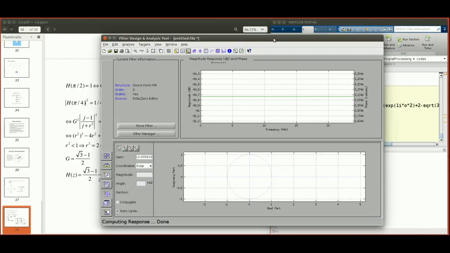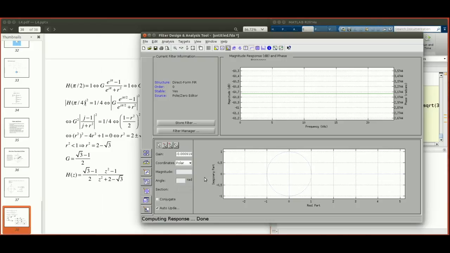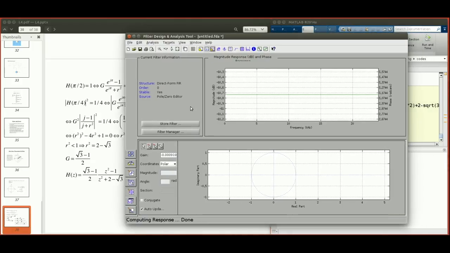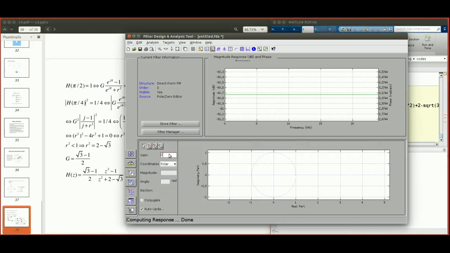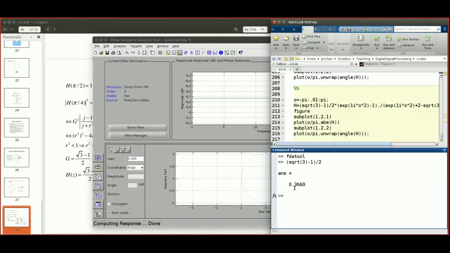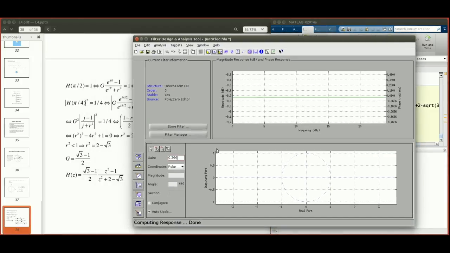So let's try to enter the parameters we want to use for this pole zero placement. So the first number we're gonna put into it is the gain. So what's gonna be our gain? The gain is a big G, right? It's the square root of 3 subtracted 1, divided by 2. That's 0.366, right? So let's just enter the gain, 0.366. That's gonna be our gain. And then we'll need to put some poles and zeros into it, right?